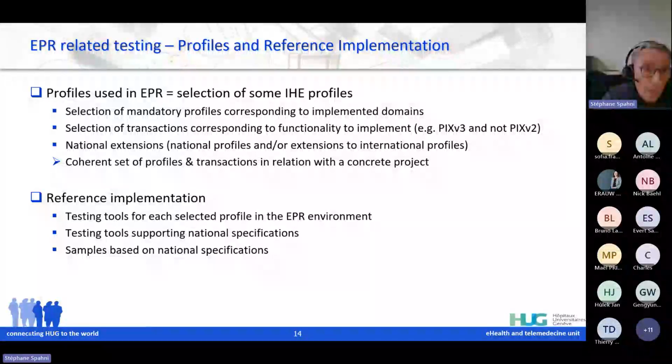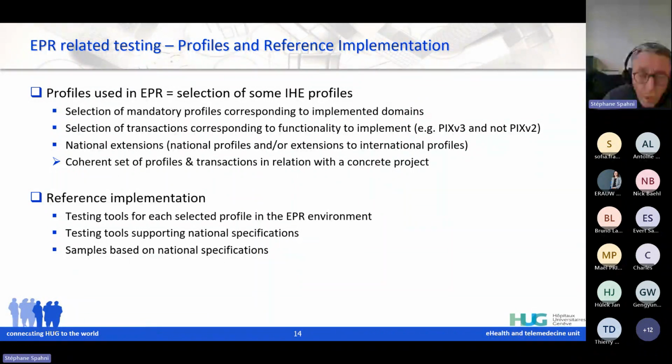For example, for the patient identity or the patient demographic query, we are using the specifications based on HL7 v3, not v2. So we will test only PIX v3, PDQ v3 transactions and not the others. And that's also valid for other profiles, national extensions. And so we have a current set of profiles and transactions for the Projectathon, which really maps the needs of the project.